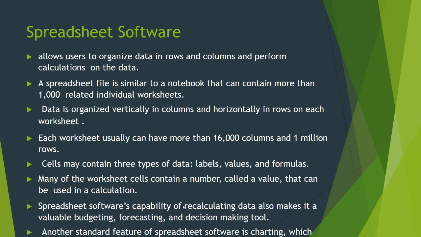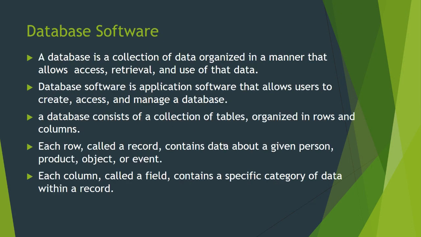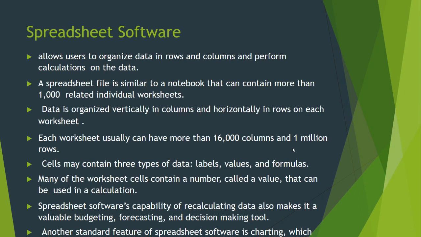Okay, we know about spreadsheet software. A spreadsheet is normally used by us in our day-to-day life. It will be in the form of rows and columns. What do we do in a spreadsheet? We store data and perform calculations, and it contains rows and columns, vertically and horizontally. It contains 1,600 columns and 1 million rows. It also contains labels, values, and formulas. These are the things used in spreadsheet software.